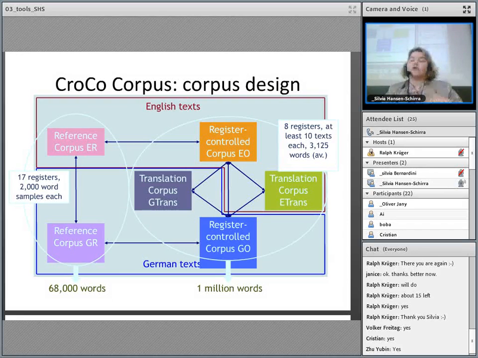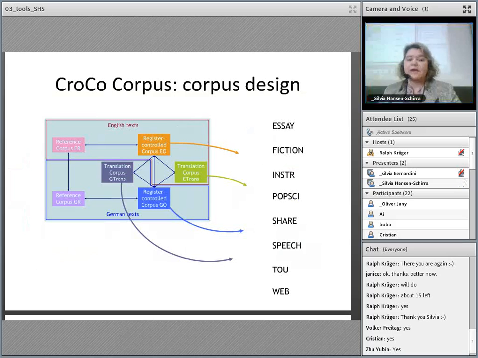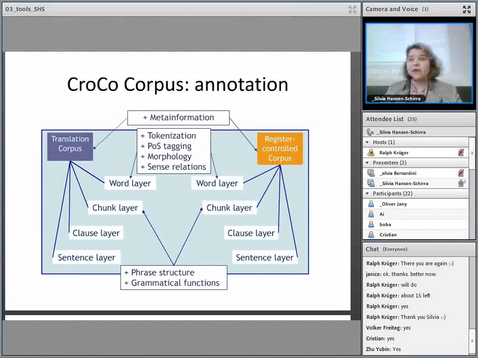In order to find out what the register criteria are, we compiled a reference corpus which is register neutral, but which is not important for us today. Our registers are the following: essay, fiction, instructional text, popular scientific texts, shareholders' letters, speeches, political speeches, tourism brochures, and websites. These are our registers, and now let's have a look at the annotation and alignment layers.